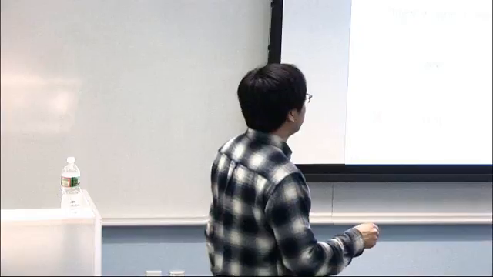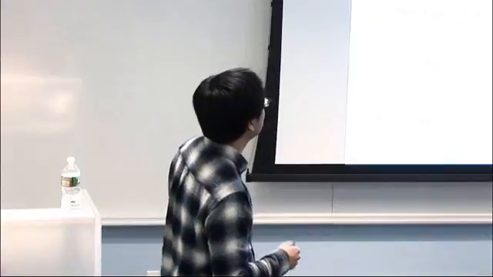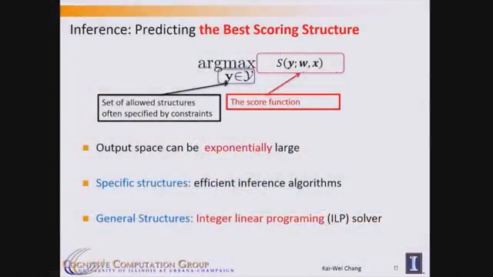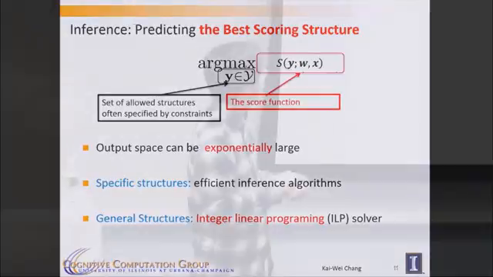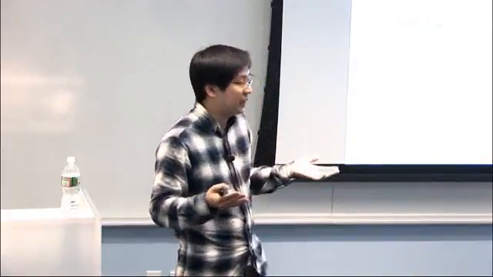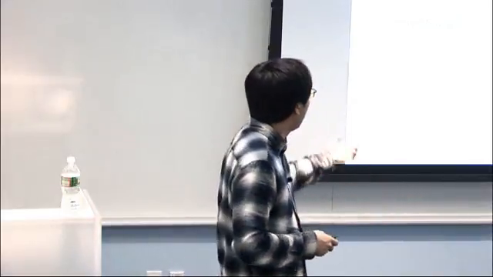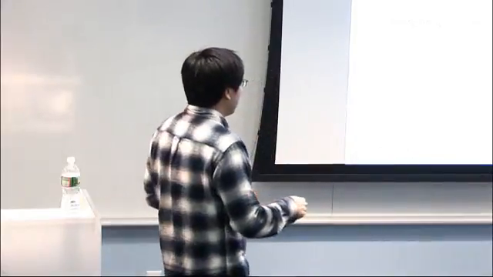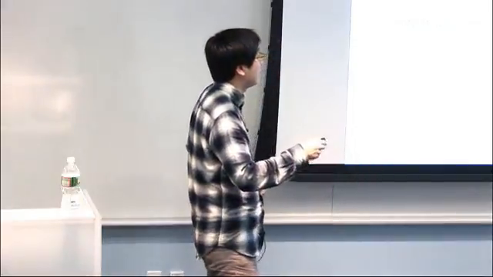Right, so in the training, you're trying to learn this weight factor. And in the inference, assume you have the weight factor, you're just trying to predict the best scoring structure. Usually we can define some constraints to reduce the size of the output space, but nevertheless, the output space is usually exponentially large. For some specific structures, like a linear chain structure, you have an efficient inference algorithm, like the Viterbi algorithm. Or for a tree structure, you have CKY. But for a general structure, you can convert this into an integer linear programming problem and solve it with an ILP solver. I will talk about that later.